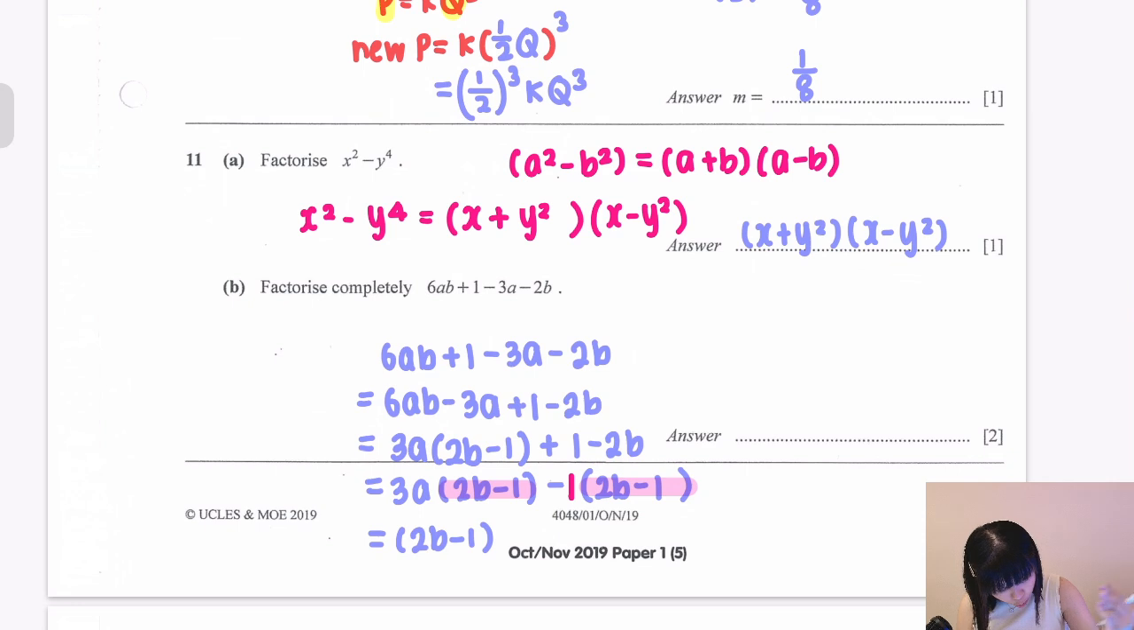So when you take out 2b minus 1, you are left with 3a minus 1, which you need to also include in your factorized form. And that will be your answer. 2b minus 1, 3a minus 1.